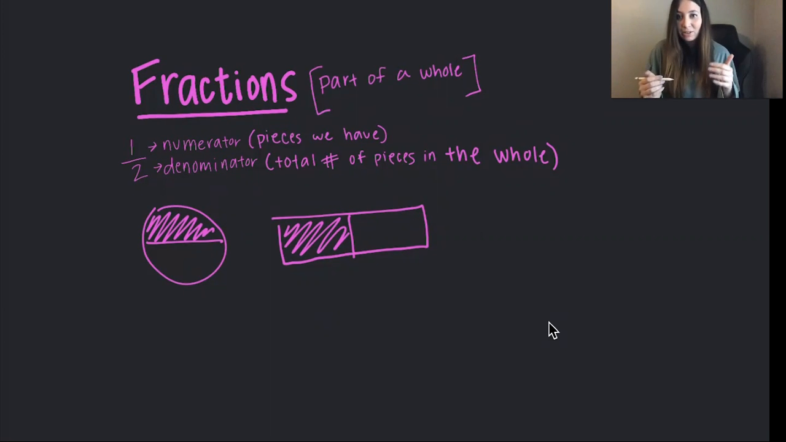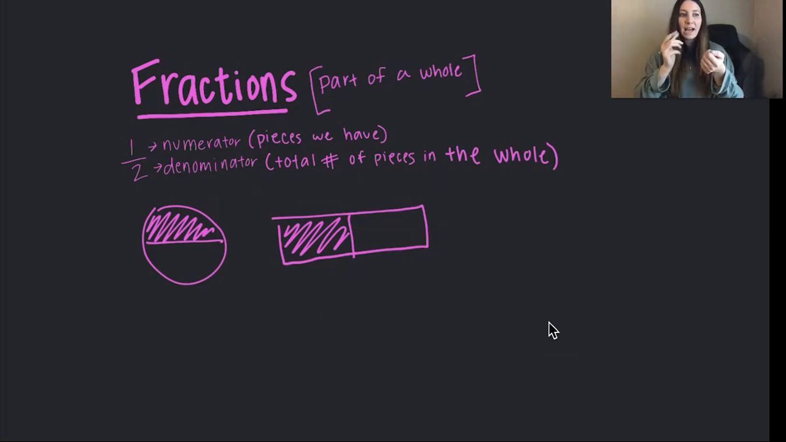So I wanted to remind you of these two vocabulary words, numerator and denominator. The numerator is the top part of the fraction. That tells us how many pieces we have. The denominator is super important. It tells me the total number of pieces I need in a whole.